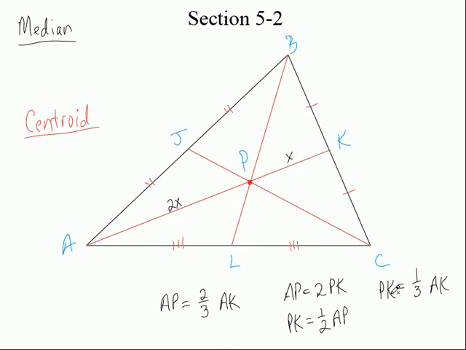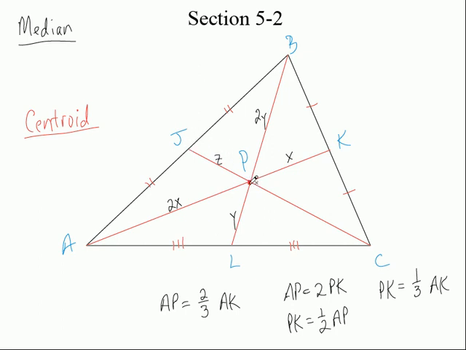Travis? Are PL and JP also X? PL and what? JP. No. They're not necessarily the same lengths. Okay, from B to L is not necessarily the same length as from A to K. All right? So I could do this, though. I could call this Y. So if I called PL Y, what would I call BP? Okay, 2Y. Right. And I could call this little one right here Z.